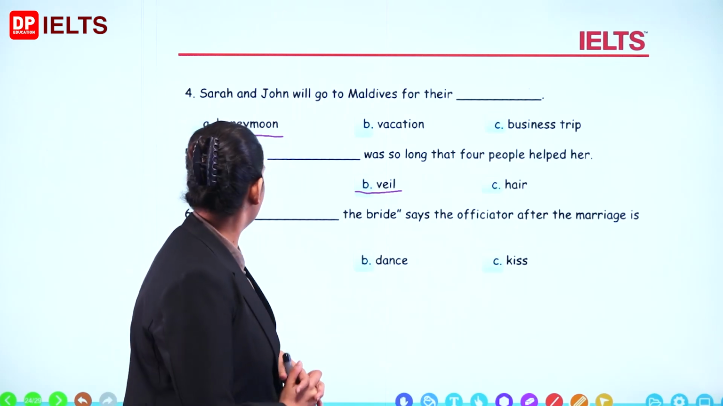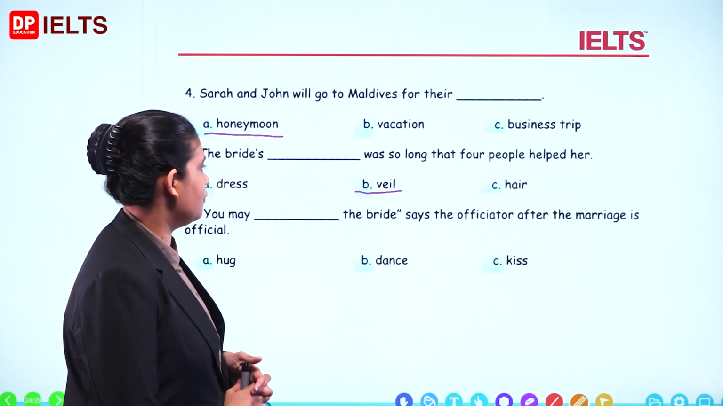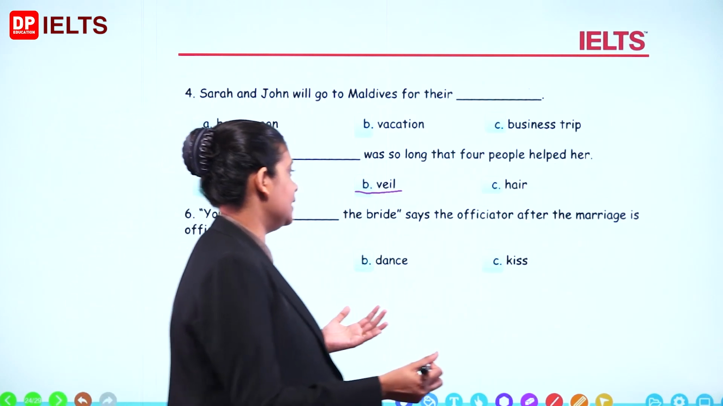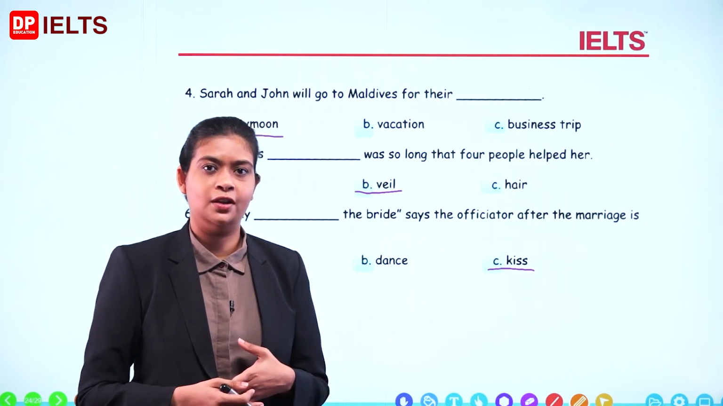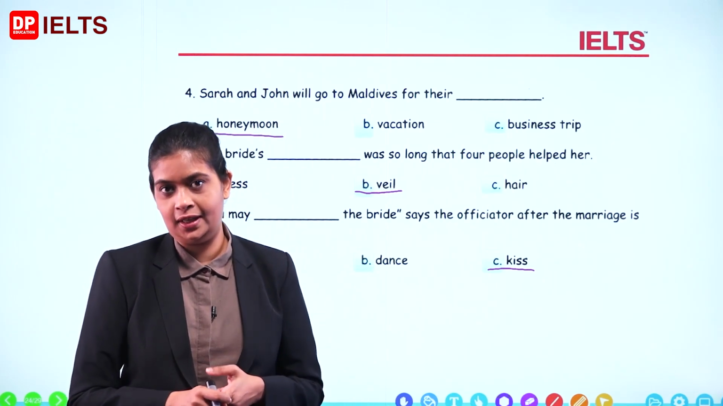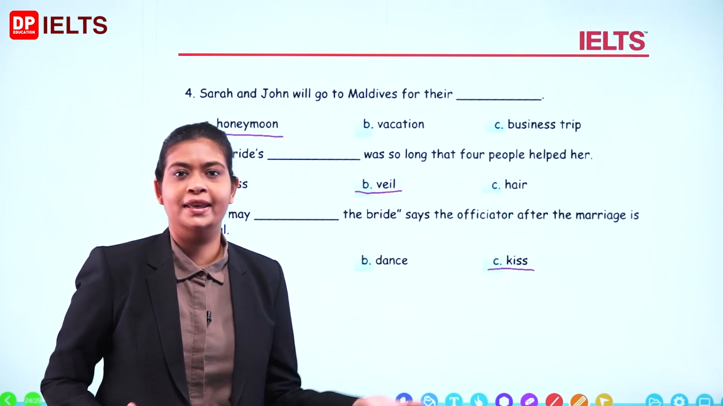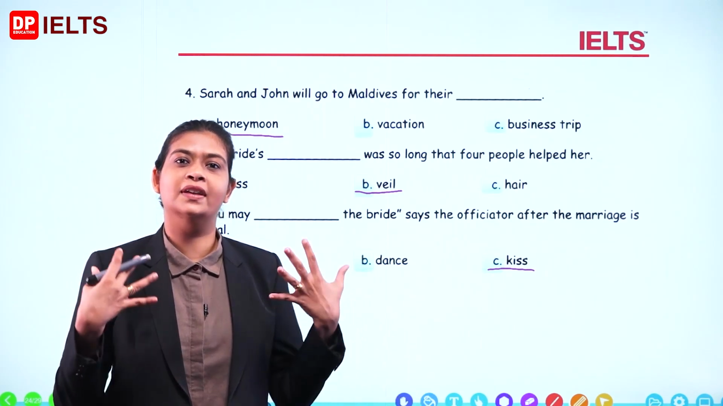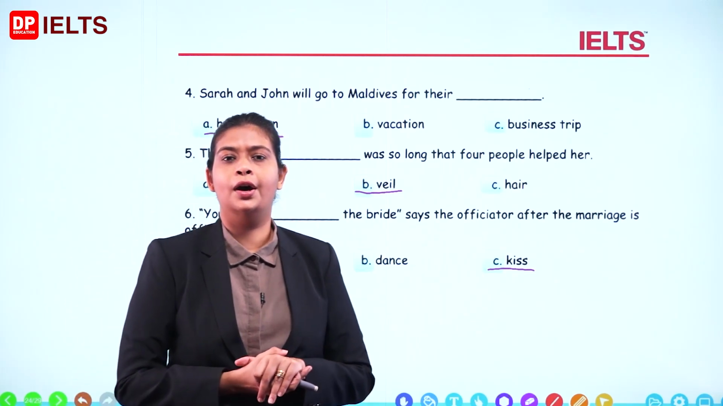Right? You may blank the bride, says the officiator, after the marriage is official. You may kiss the bride. ඉතින් මේ phrases ගොඩක් වෙලාවට use වෙන්නේ actually English culture wedding එකකදී. Again, පෝරුවේ ඉඳලා we don't say you may kiss the bride. Okay, so පෝරුව with a candy and sari is a very traditional wedding, right?